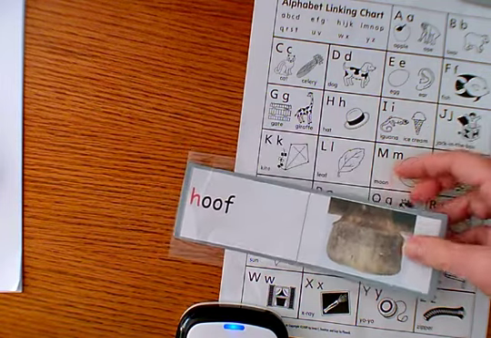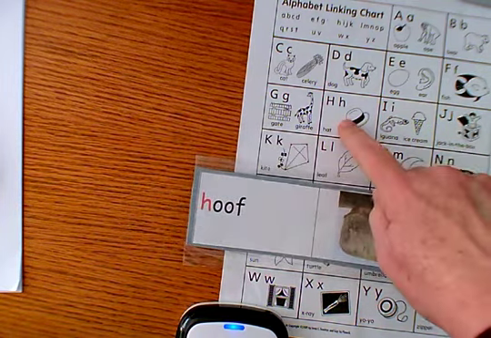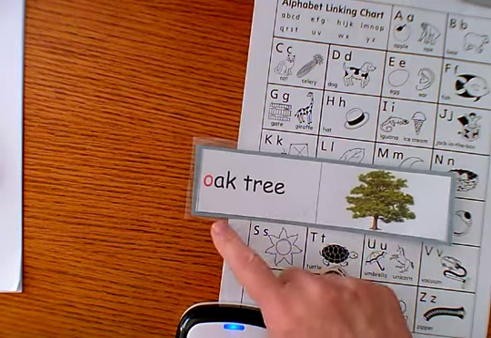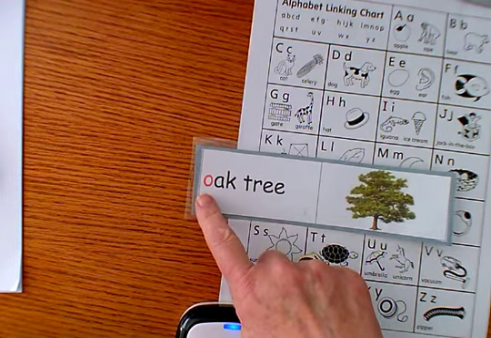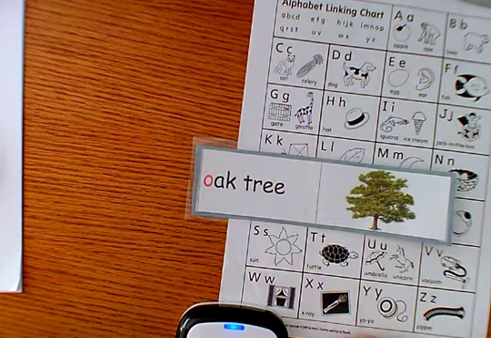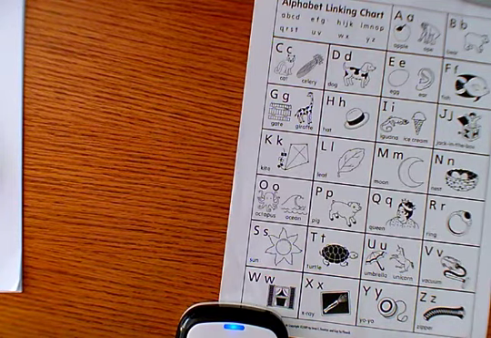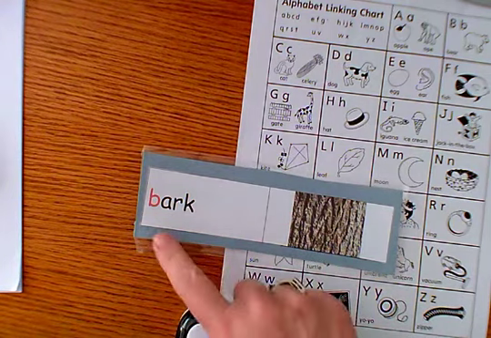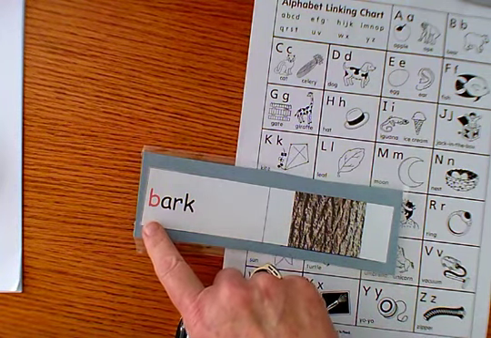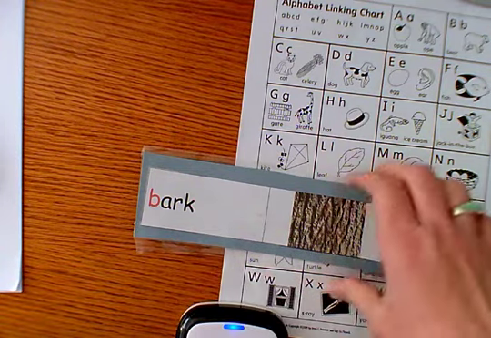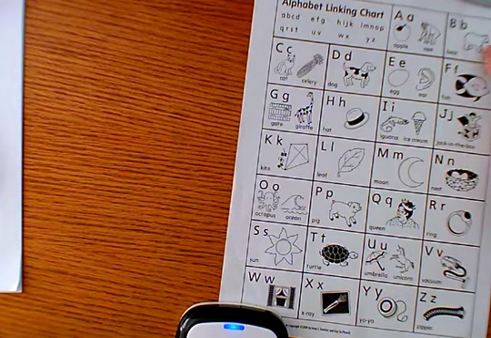Can you find it? There it is. Okay, we're looking at the red. This is an oak tree. Can you find the O? There it is. This is bark. B.